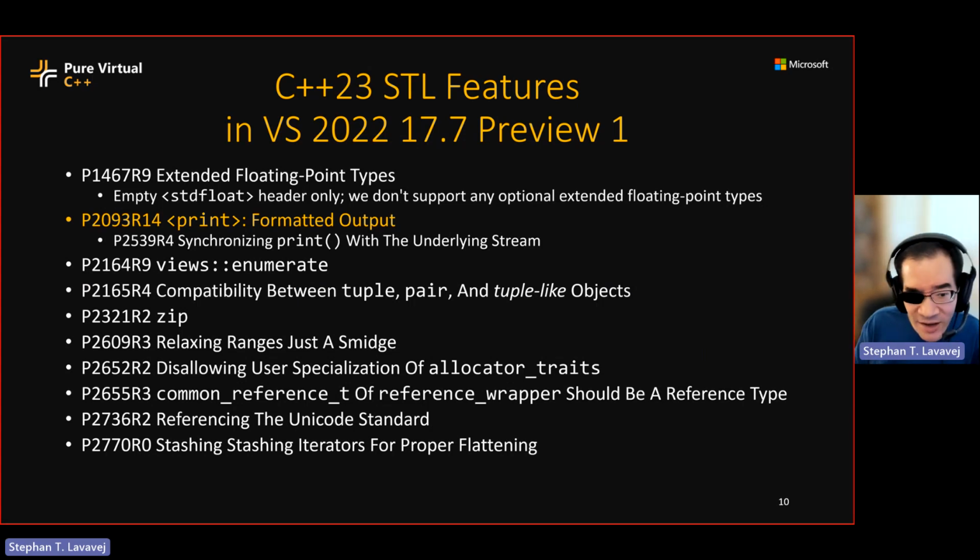Other things that we've added: some restrictions. You can't specialize allocator traits. And there's a slight update to Unicode. So we are now going to stay in sync with every updated Unicode standard. If it changes what code points are considered emoji and things like that, we're currently synced to Unicode 15. And then another update to how iterators are specified. Very arcane, but important, and we've implemented that.